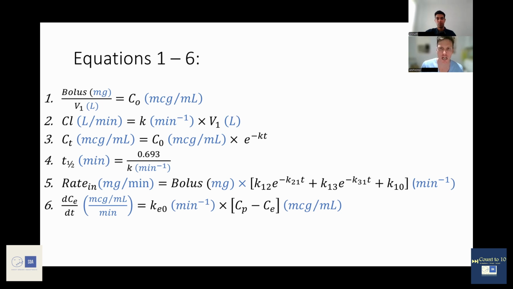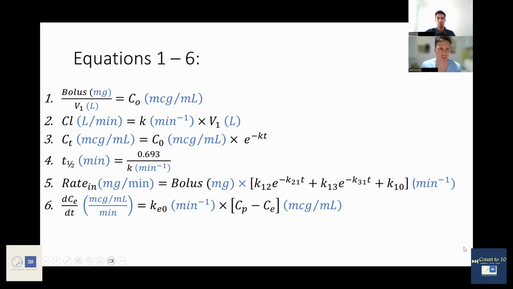So the concentration at any given point in time, measured in micrograms per mil, is equal to your initial concentration, which is C0, micrograms per mil, multiplied by a number. And that number is e to the -kt. This is difficult to understand, but it's essentially just the standard mathematical equation for a negative exponential washout function.